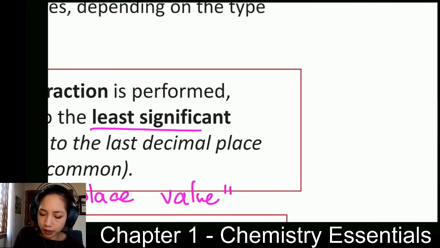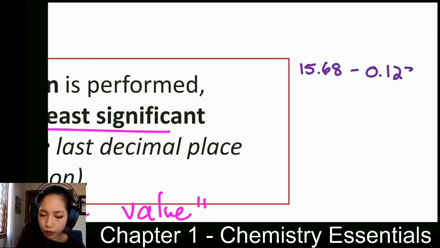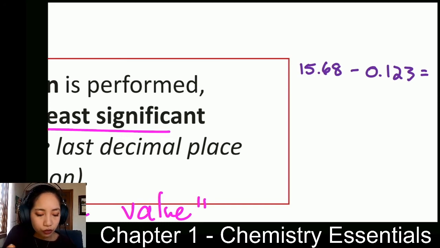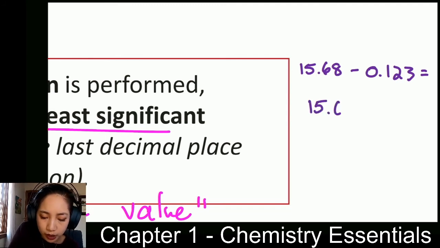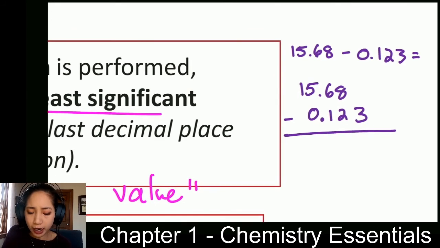So let's do another example. Let's do a subtraction question. 15.68 minus 0.123 equals what? Again, looking at significant figures for addition and subtraction, just put the numbers on top of one another like we've done in grade school. So 15.68 minus 0.123. You can see here, even before I put this into my calculator, that both numbers have values in the hundredths place. So our answer will be rounded to the hundredths place.